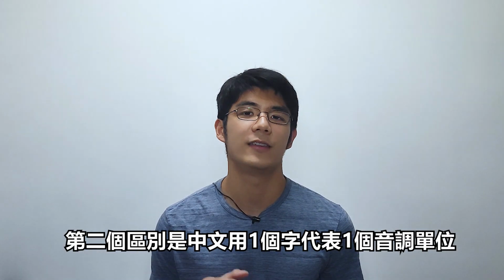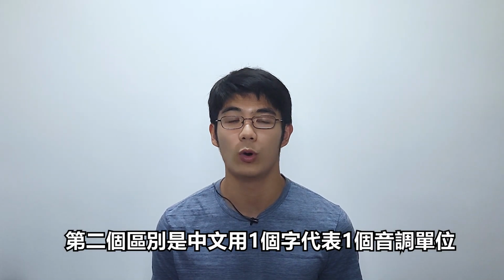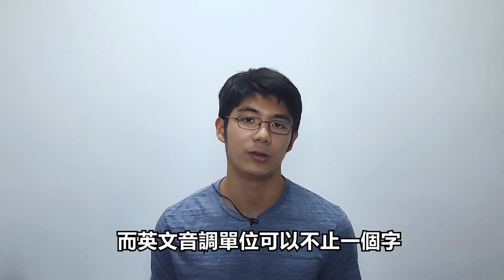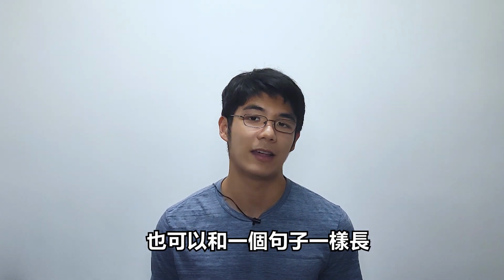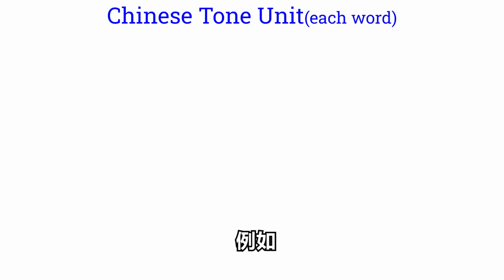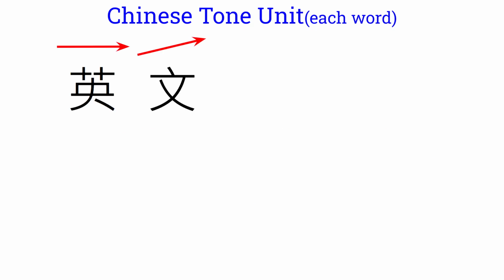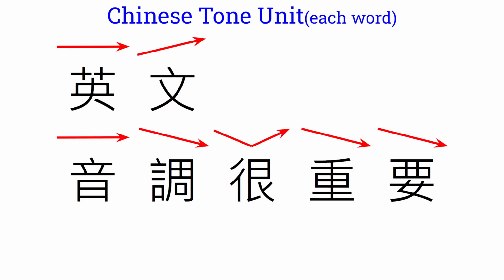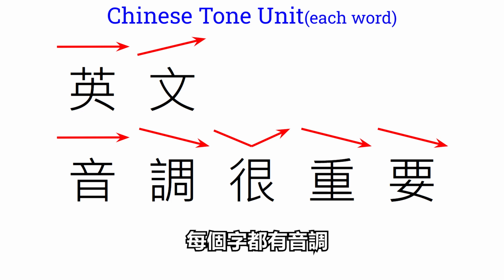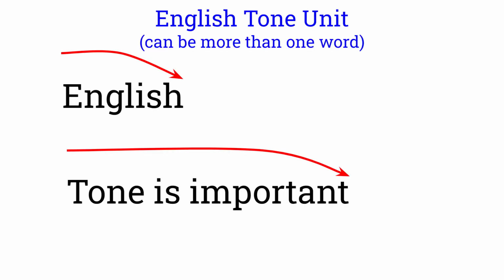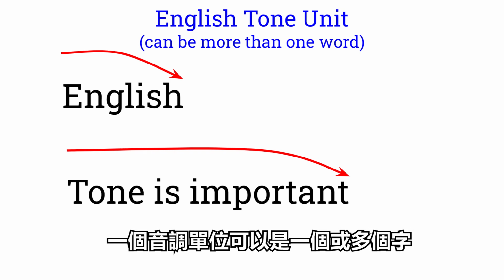The second difference is that Chinese uses 1 word for 1 tone unit, while English tone unit can be more than 1 word and can be as long as a sentence. For example, in 英文 and 音调很重要, each word has a tone. In English, and tone is important. A tone unit can be either just a word or more than 1 word.